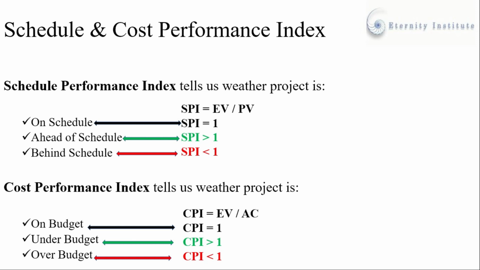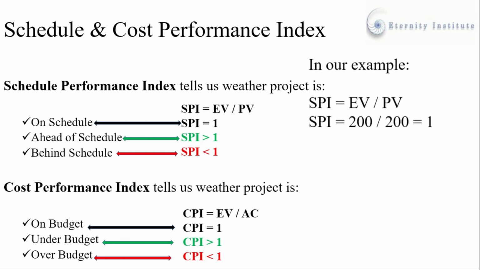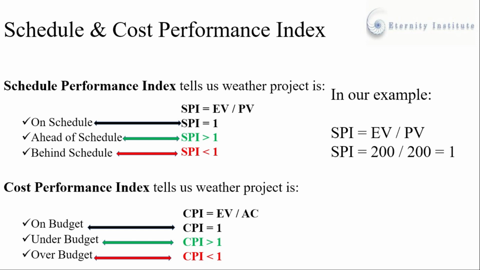If we apply these concepts to cost performance index, when our earned value and actual cost are the same, it means our cost performance index equals 1, which means we are going on budget. If our earned value is more than the actual cost, it means our cost performance index is greater than 1, which means we are going under budget. Similarly, if our cost performance index is less than 1, it means we are going over budget. Let us apply these concepts to our previous example.